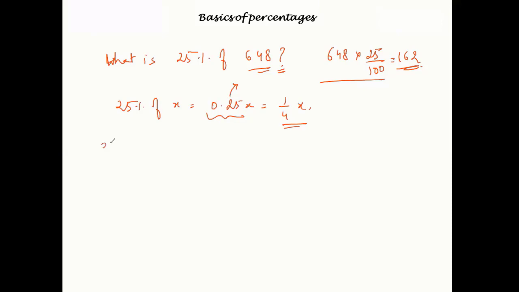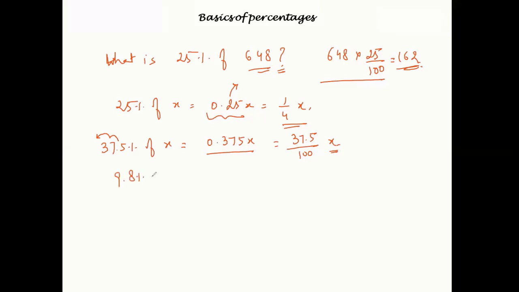Similarly, if I say what is 37.5% of x, so obviously you will say it is 0.375x. And how do we get this? It is actually 37.5 divided by 100 into x. So to get this multiplying factor, what do we do? We divide by 100. And when you divide by 100, basically the decimal point shifts 2 points to the left. So 2 points to the left shift, okay, it becomes 0.375.